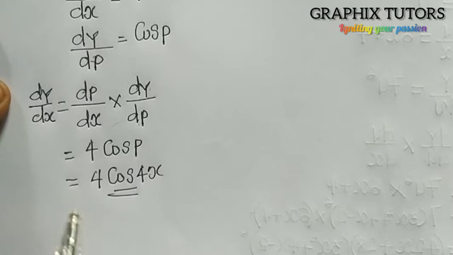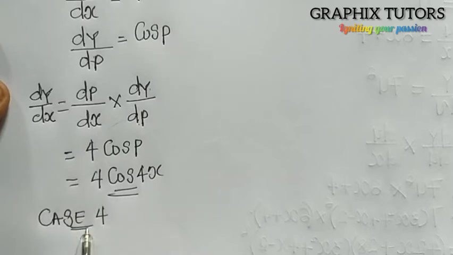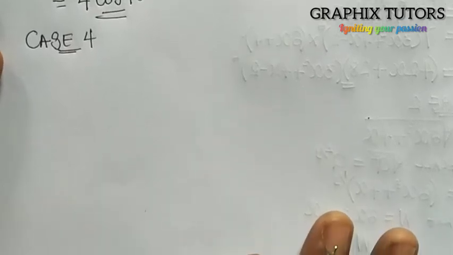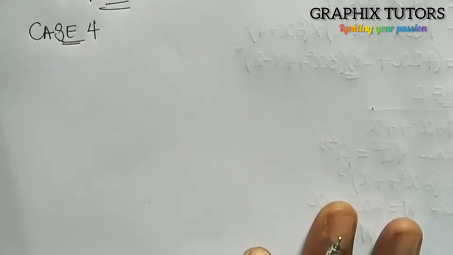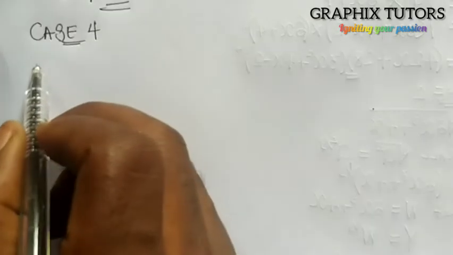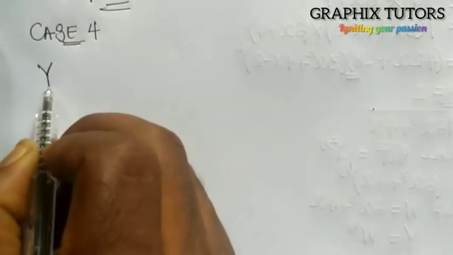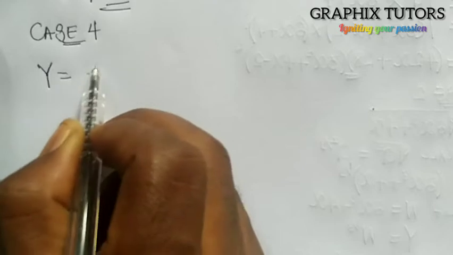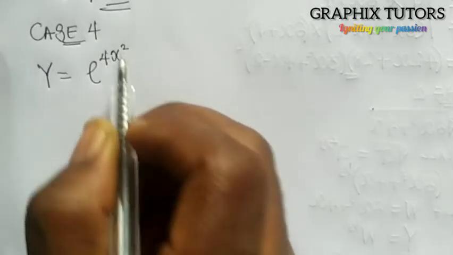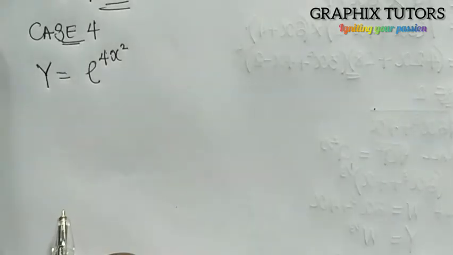Now case 4 is when you have a logarithmic equation, or would I call it exponential values. For instance, if I say my y is equal to e raised to the power 4x squared. So what I would say is that I will represent this up here as actually any variable of my choice.